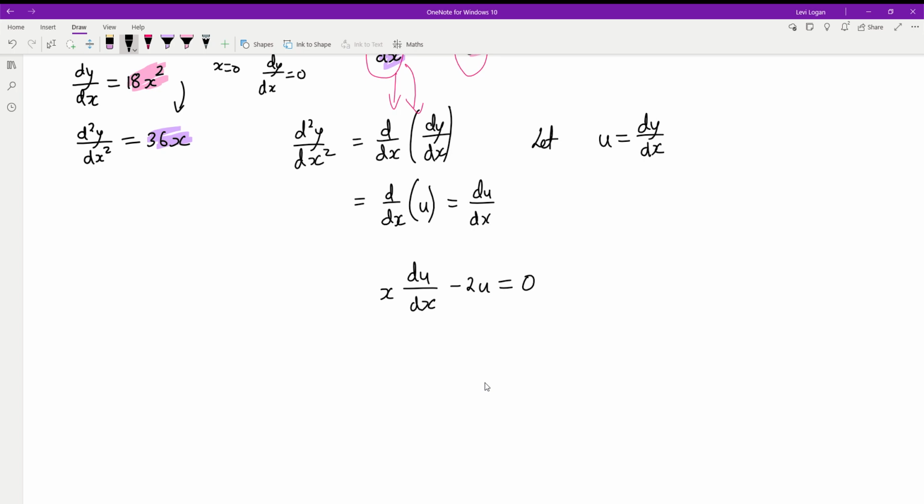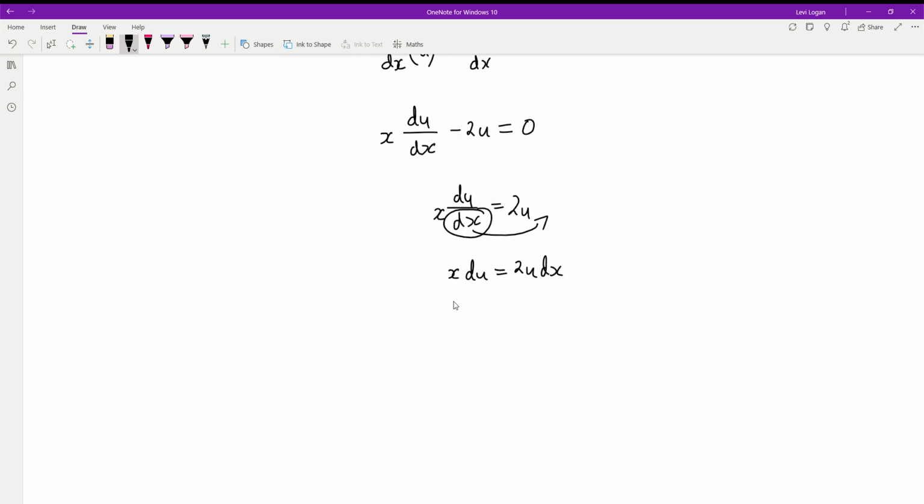Okay, so how do we solve this here? Well, we'll move this term over to the other side so we can rearrange it and get our variables on one side. So we'll have x du/dx is equal to 2u. Now, we want to get all of our du's and u's on one side and all of our x's and dx's on the other side. Basically separation of variables. So I'm going to move the dx up here. So we're going to have x du equals 2u dx. And now I'm going to divide both sides by 2ux.